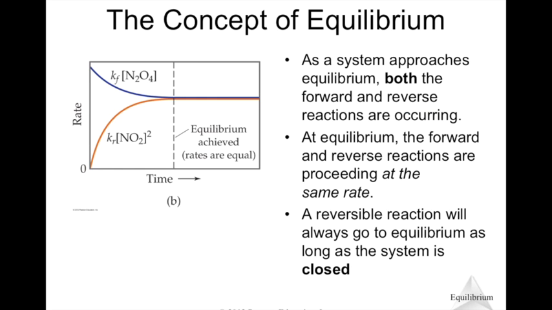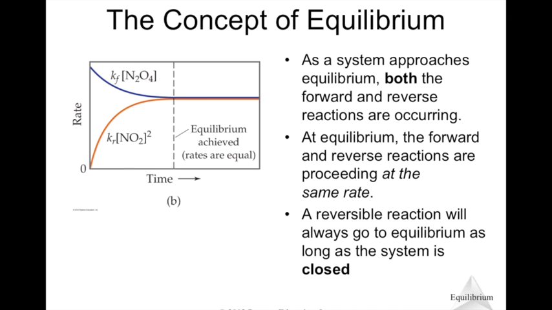A couple things are important to note. One, that both the forward and reverse reactions are happening. All right, they're just happening at the same rate. So it's not that one reaction stops or that they both stop and you're all balanced. No, they're just happening so that they're canceling each other out and they're staying balanced.